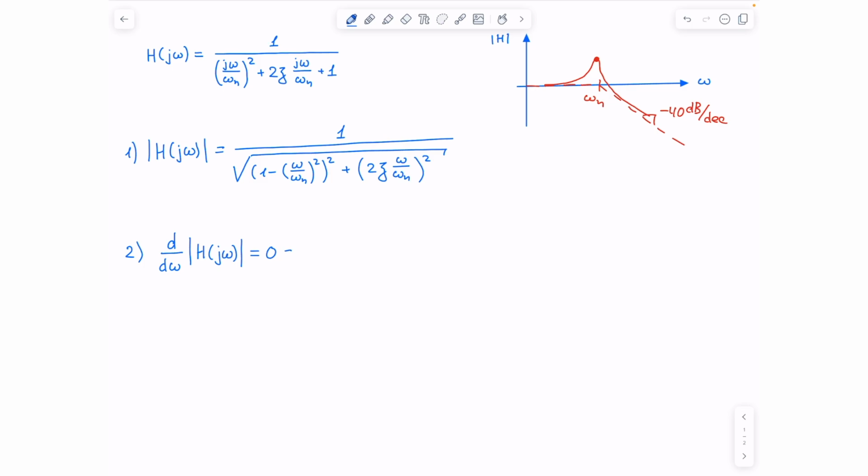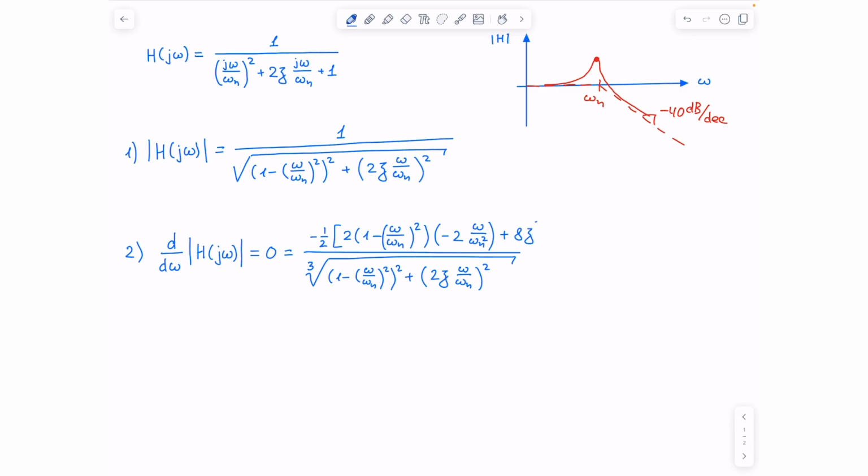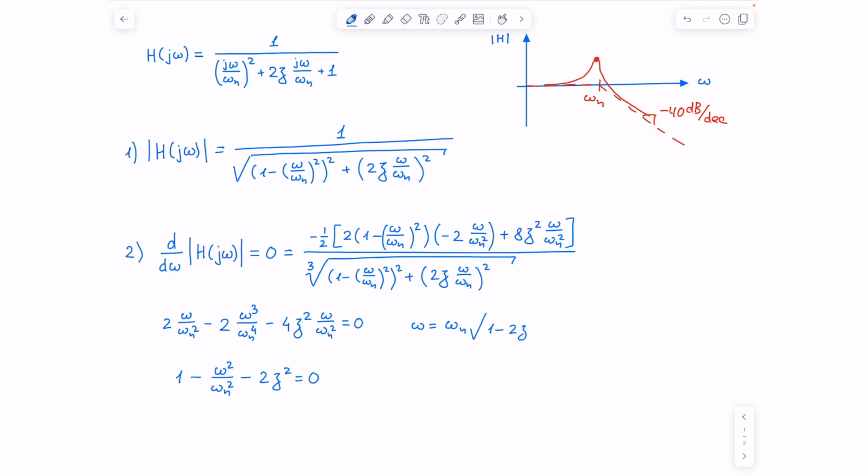Taking its derivative, in the denominator we have a cube root, and in the numerator we have a derivative of this argument. To have a 0, the numerator must be 0. Let's rewrite it. Simplifying this equation we have, then we can write that the frequency where the peak occurs is ωn times the square root of 1 minus 2ζ².